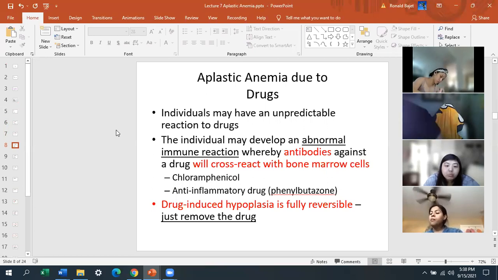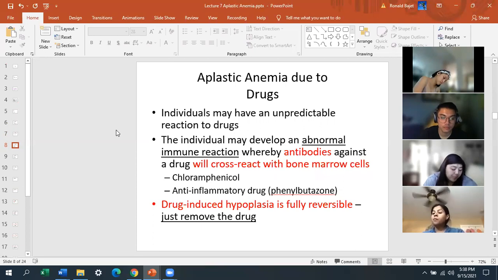Drugs, patients can have unpredictable reaction to drugs. And what they can do is when they're exposed to certain drugs like chloramphenicol or an anti-inflammatory drug like phenylbutazone, you can develop antibodies, and it's the antibody against these certain drugs that you develop. So this would be another example of an alloantibody, right? External exposure, I just talked about in the last lecture. So it's an external exposure to an antigen, and the antigen here would be the drug. And you develop an antibody, that's your reaction. So therefore, these are alloantibodies against drugs.